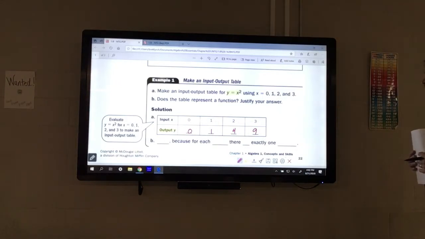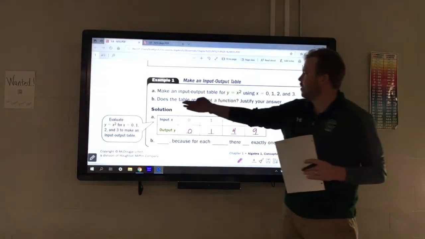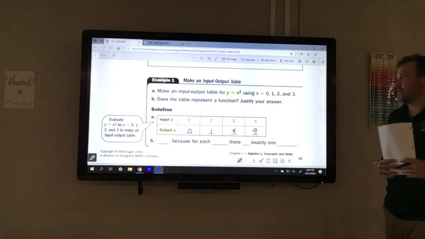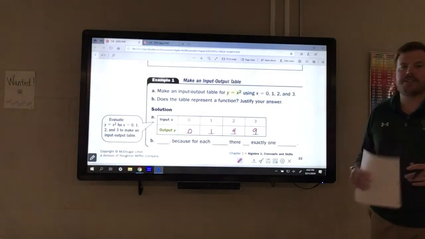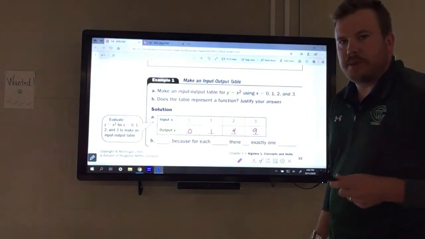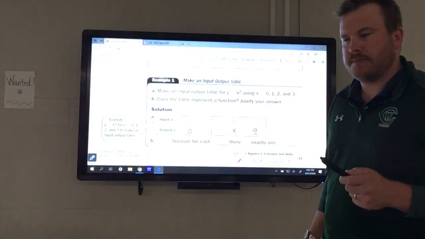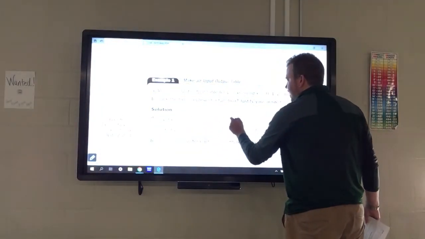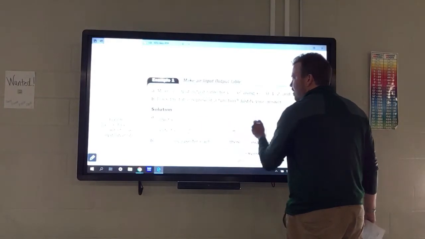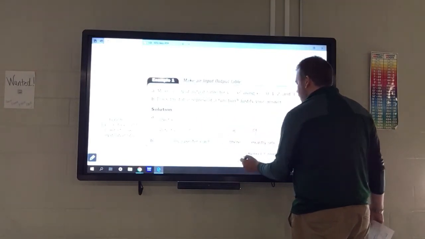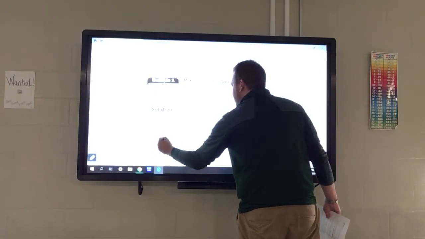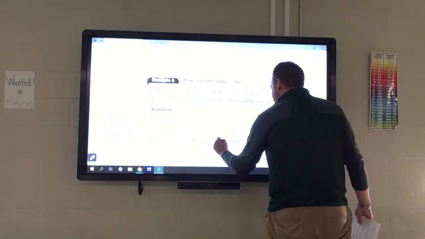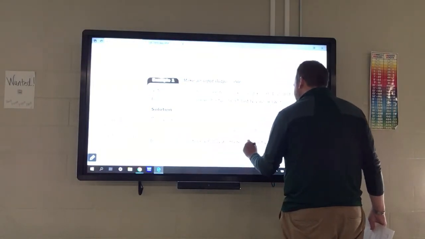So for the second part, they ask us, does the table represent a function? Justify your answer. Here's what you want to look for here. If you remember back to the definition of a function, it said that every input needs to have exactly one output. If you look, every input has exactly one output. We're not repeating any input values, so therefore we would say yes. Because for each input, there is exactly one output.